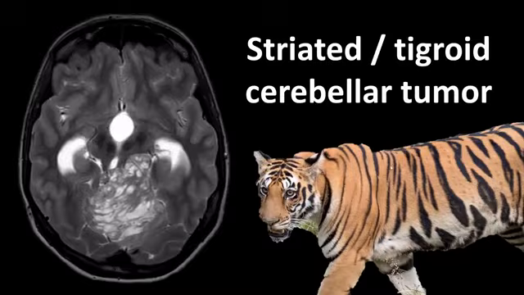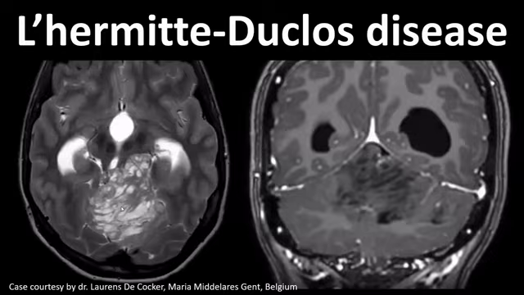This is a tumor with a striated pattern, or a tiger striped pattern. And if you see these tumors in the cerebellum, think Lhermitte-Duclos disease. What is Lhermitte-Duclos disease? It's also known under the name dysplastic cerebellar gangliocytoma. It's a benign tumor. It's a neuroglial tumor, meaning it's a tumor composed of both neoplastic neural cells and glial cells. It's typically located in the cerebellum.